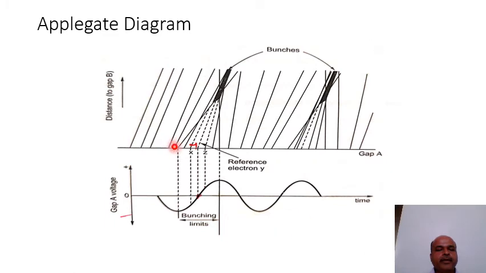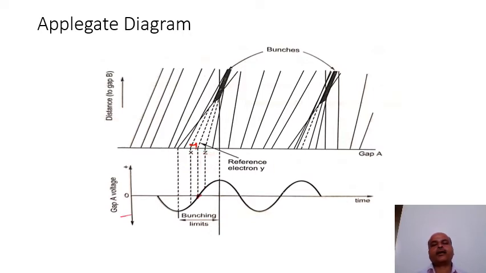So this is an Applegate diagram, and in the exam you may be asked to explain the two cavity klystron working principle with the Applegate diagram. As previously mentioned, at the positive half cycle and negative half cycle, we have to explain how bunching of the electrons takes place in the drift space. First gap and second gap are shown here, and these are the bunching limits X, Y, Z. We consider Y as the reference electron, X is an early electron and Z is a late electron.